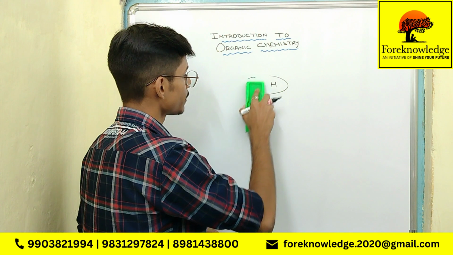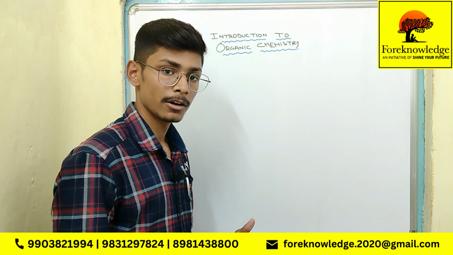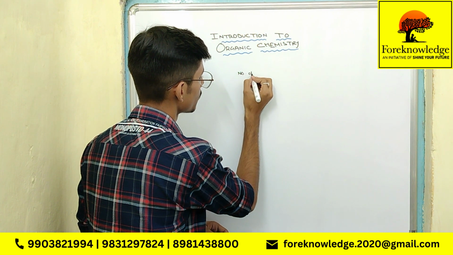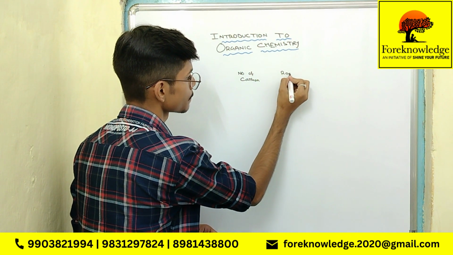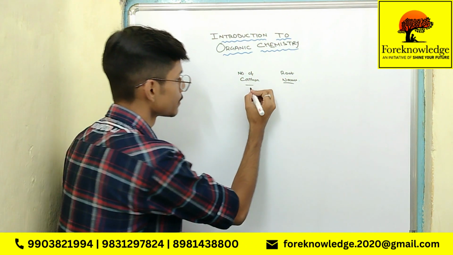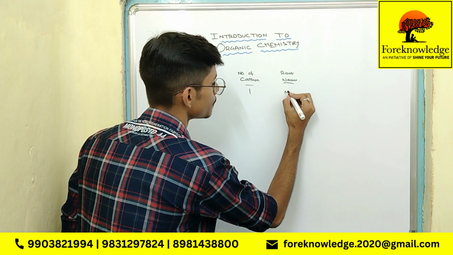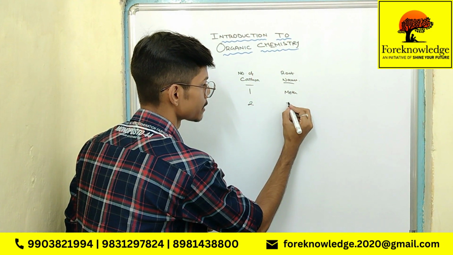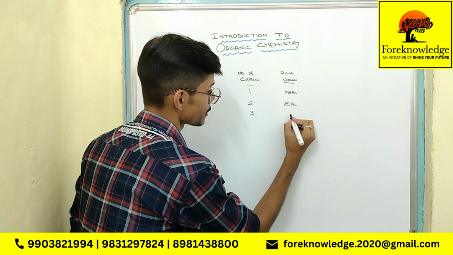Now let me write something that you have to memorize. It is very much essential for IUPAC nomenclature. That is the number of carbons and its root name. So when the number of carbon is 1, it is known as meth. When the number of carbon is 2, it is known as eth. When the number of carbon is 3, it is known as prop.